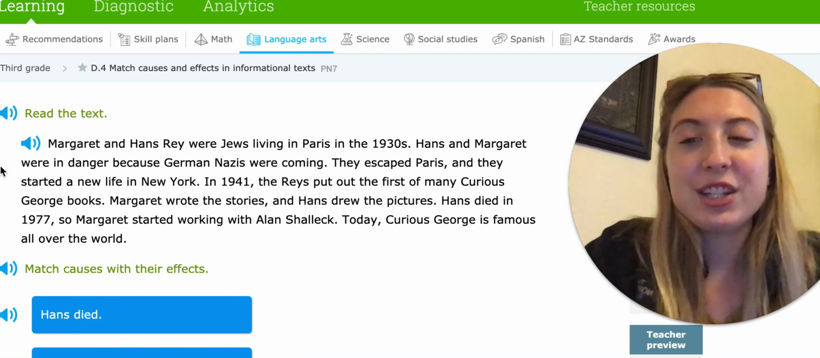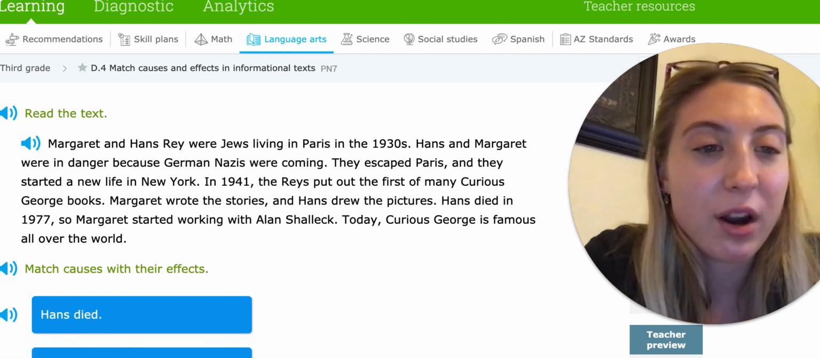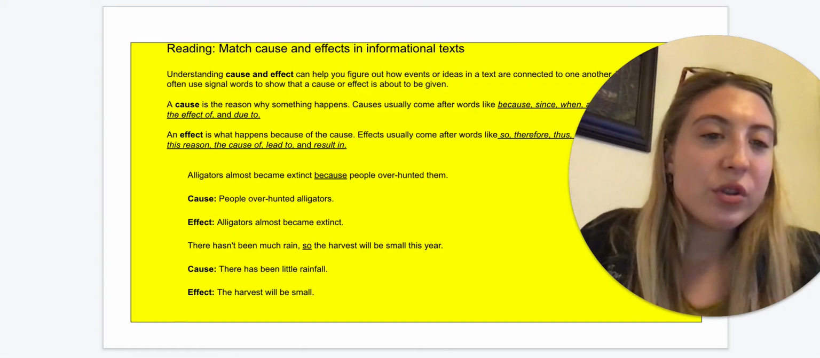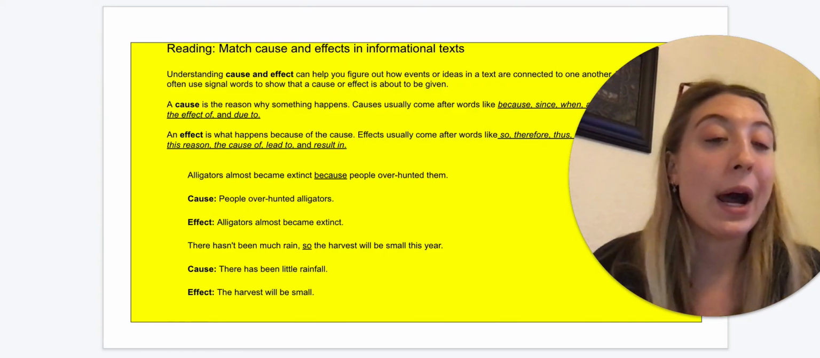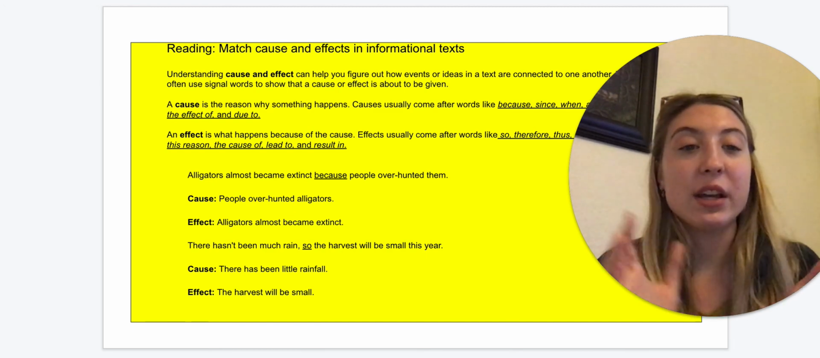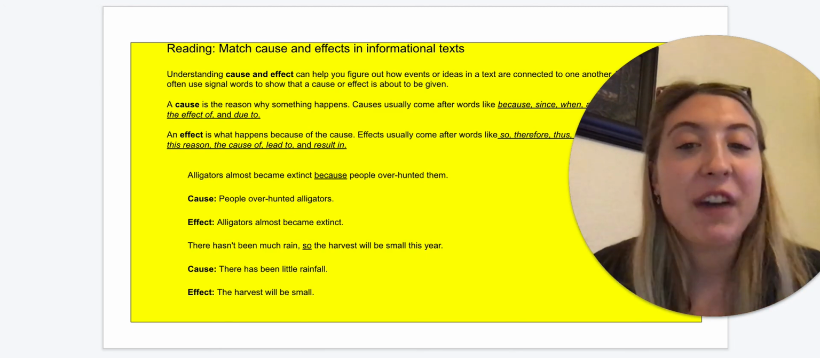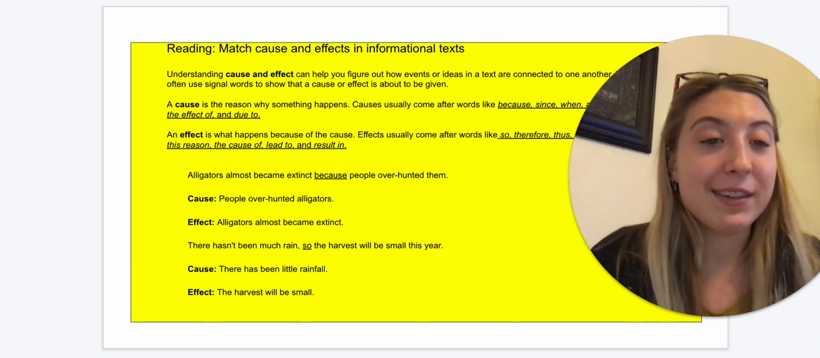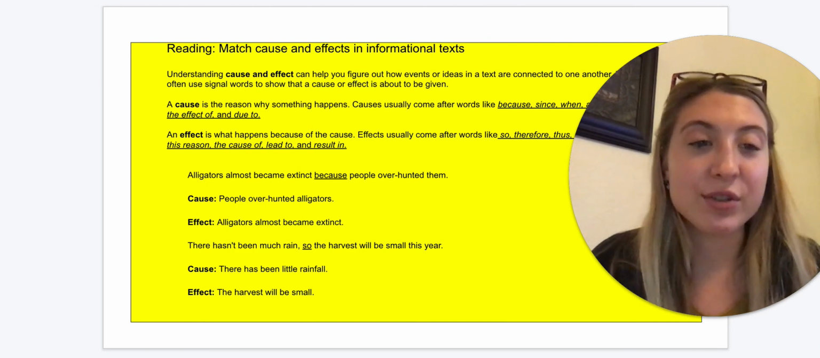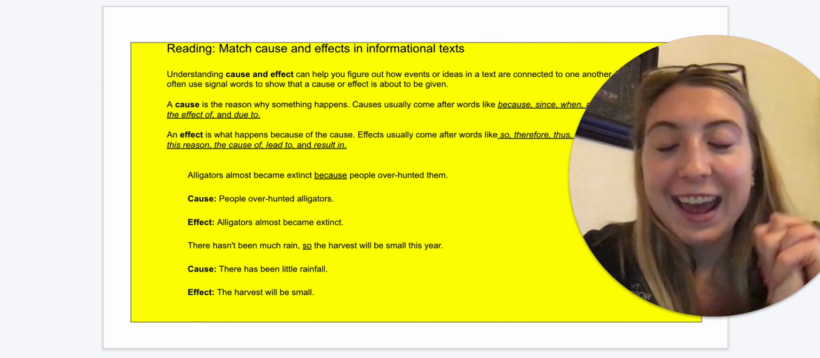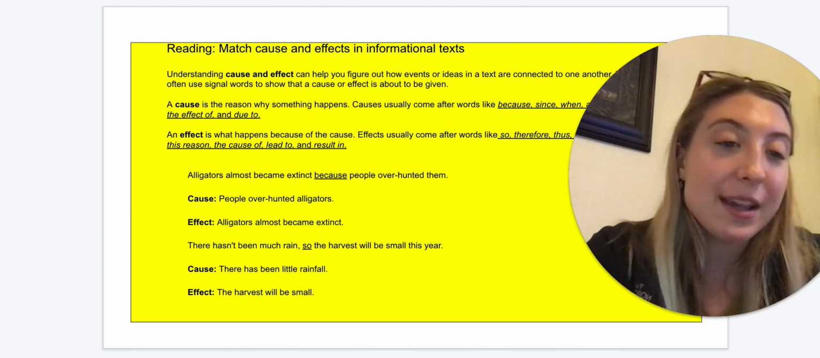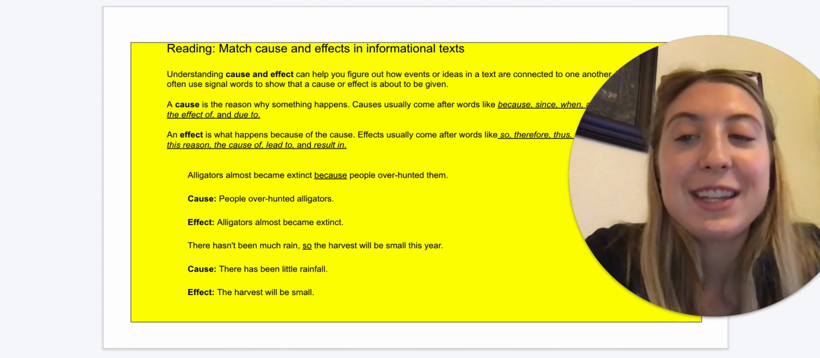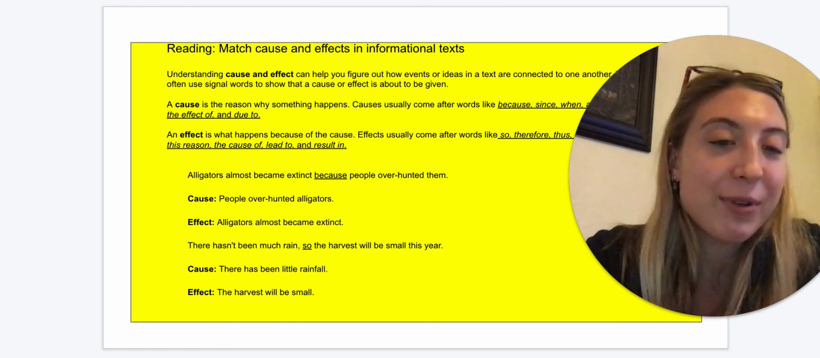Let's quickly go back and review our cause and effects. The main takeaway that I would write down is: a cause is why something happens. A cause is why. An effect is what happened. What is the result, the end result? All right, and take your time with your IXL. It is going to be a lot of reading, so it might take you longer than normal. But that's okay. We are third graders and we are learning.